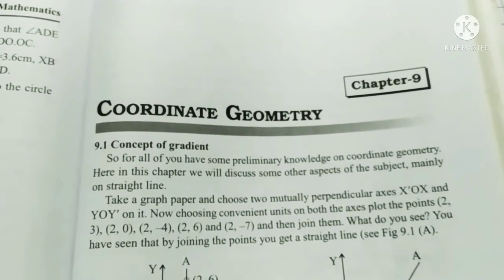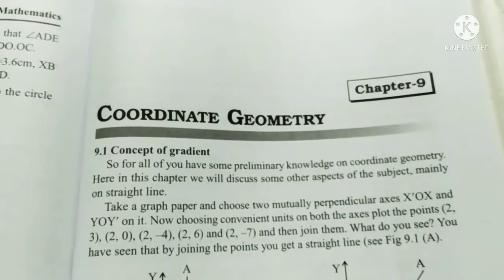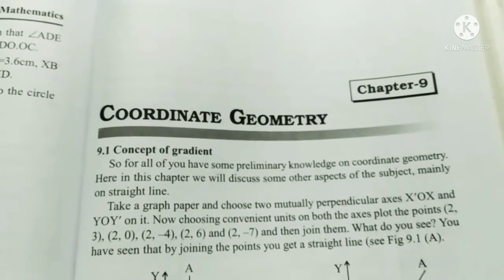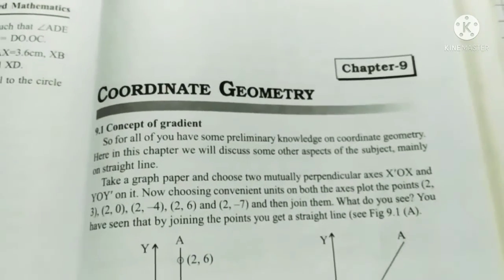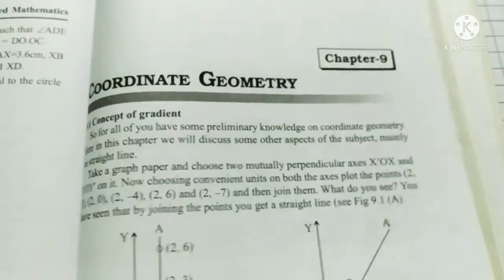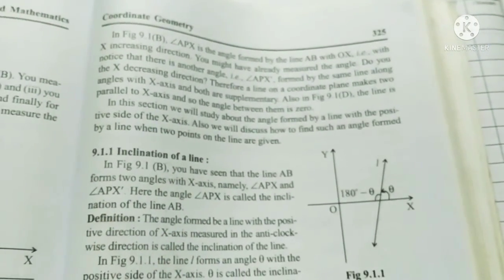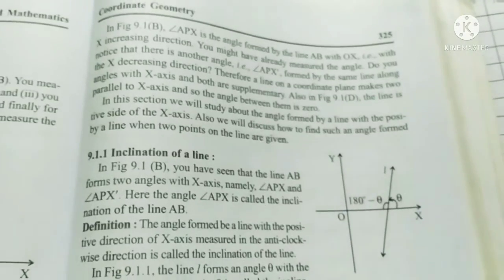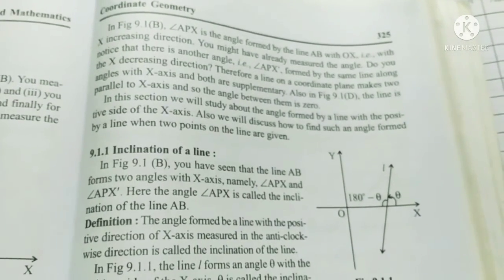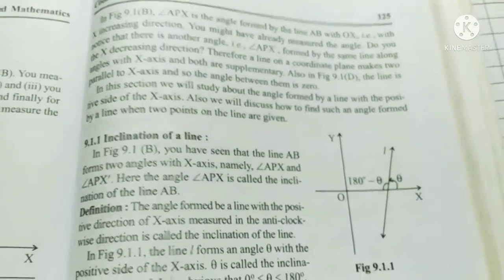Hello students of class 10, this is your advanced mathematics chapter 9, coordinate geometry. So this one we will start from inclination of a line. Okay, 9.1.1 inclination of a line.